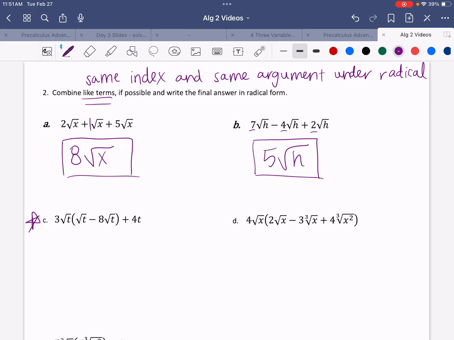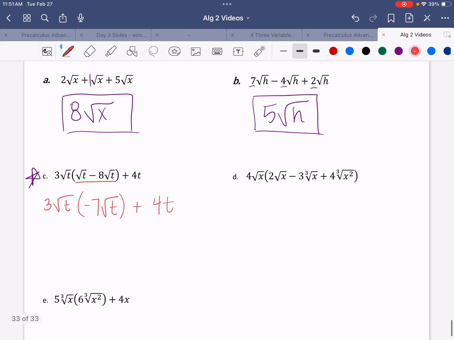We could decide if we wanted to simplify on the inside first, like use order of operations. This would be 3 square roots of t times -7 square roots of t. Those are allowed to combine together. Bring down my plus 4t. Now I'm switching gears to multiplication. So multiply 3 times -7 is -21.